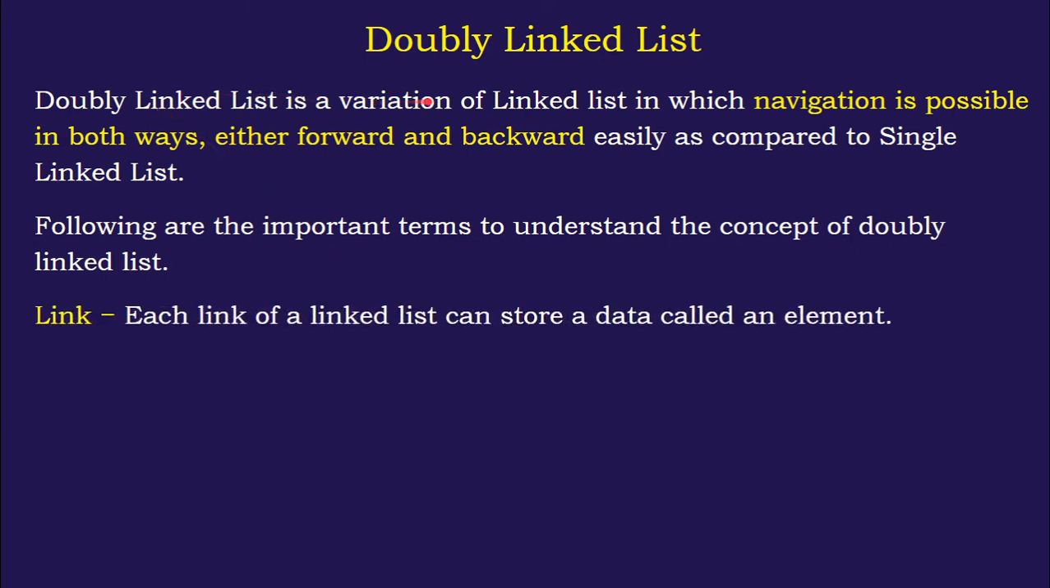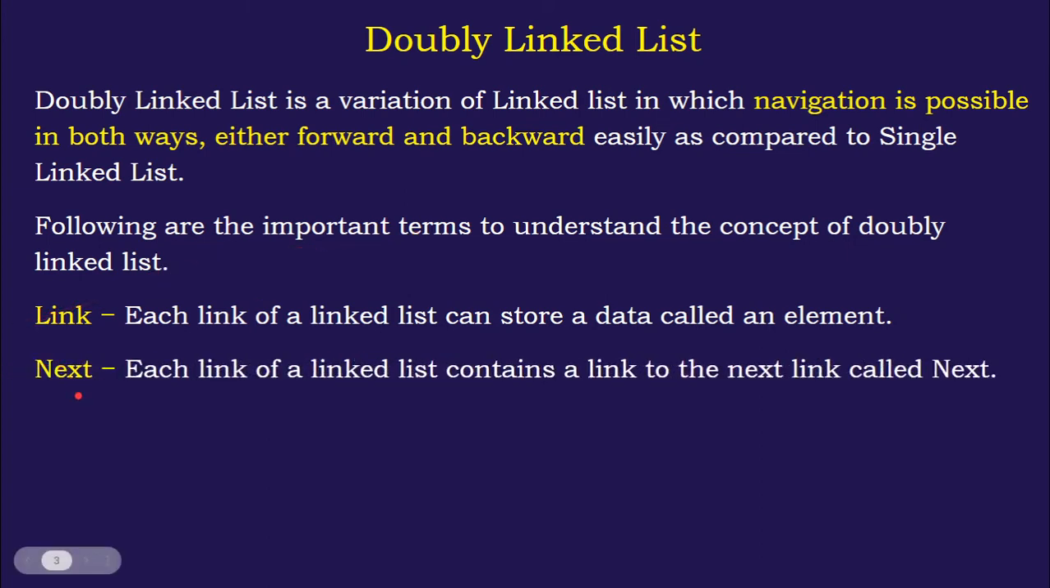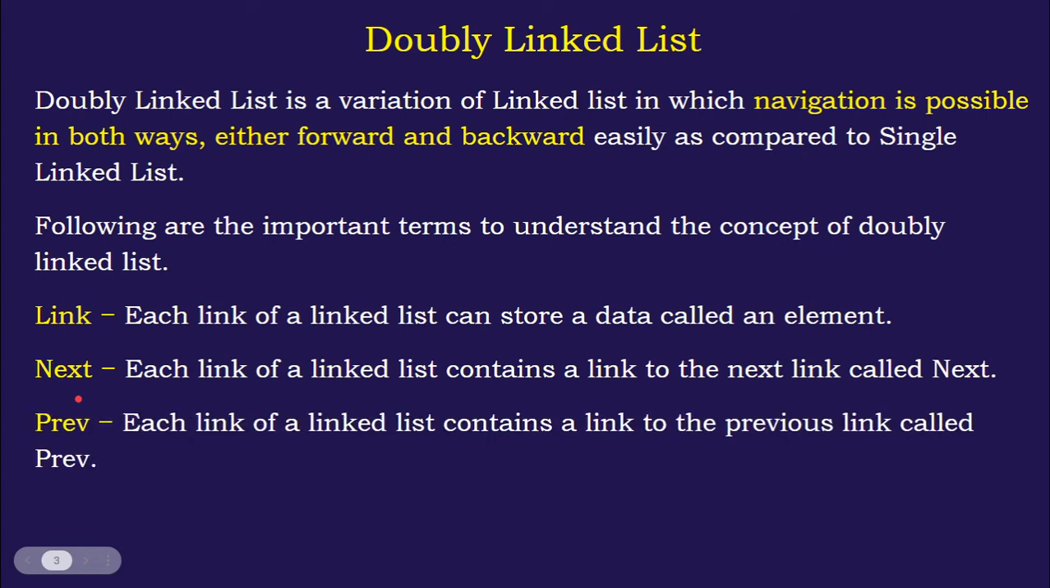Doubly linked list is a variation of linked list in which navigation is possible in both ways, either forward or backward, easily as compared to the singly linked list. So when we say navigation is possible, it means we can move either backward or forward. Following are the important terms to understand the concept of doubly linked list. So we have link, and then next and previous, as we just saw before: the node, backward and forward. So we can mention in both ways.